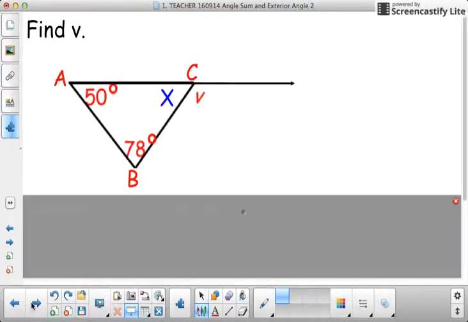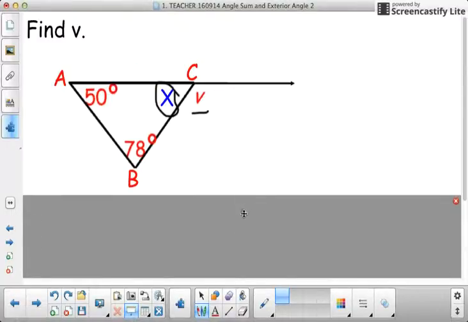So on this next problem, it's a little bit challenging. What I've done is I've changed it a little bit for you. Can you solve for x first based on what we've done, and then try and solve for v after that? Pause the video and see what you can find.